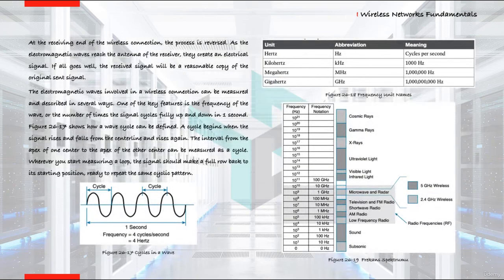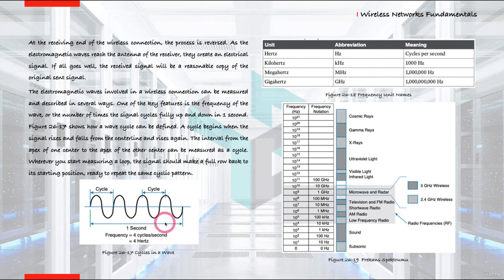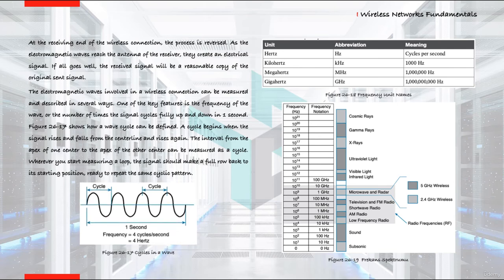On this page, let's look at the loops within the wave. As the electromagnetic waves reach the antenna of the receiver, they form an electrical signal. We can measure the electromagnetic waves in a wireless connection in several ways. It is the frequency of the wave, or the number of times the signal cycles up and down in 1 second. In the figure here you can see how a wave cycle is defined. Here, when the signal rises and falls from the center line and rises again, a cycle begins, and the interval from the peak of one center to the peak of the other center is measured as a cycle. The portion from a peak to a peak can be measured as a cycle. No matter where you start measuring a cycle, the signal should make a complete sequence back to the starting position, where it is ready to repeat the same cyclic pattern.